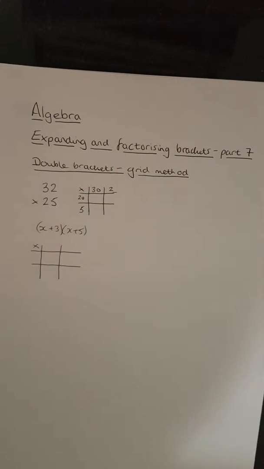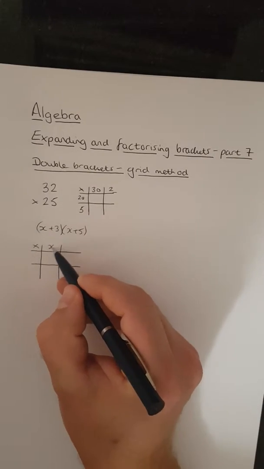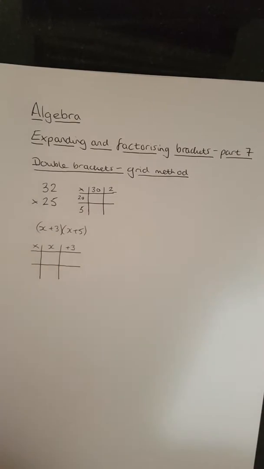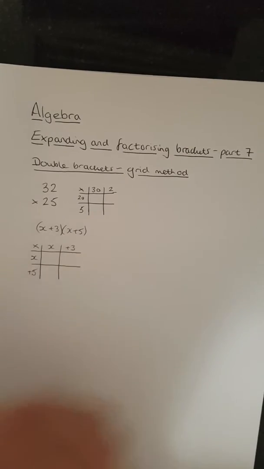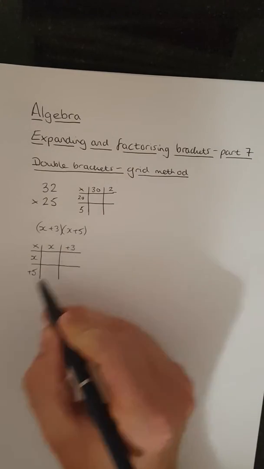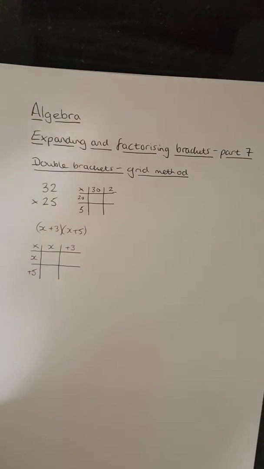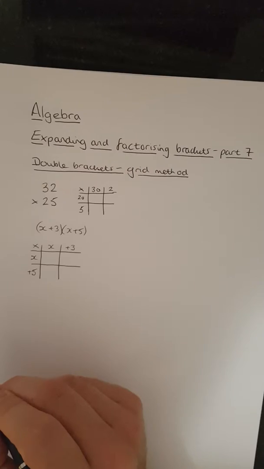What do you think goes where? X and plus 3 go here, or down here. It doesn't matter which way around you put them. And x plus 5. I'd advise you to put the positives in here because you want to make sure you remember if it's positive or negative.